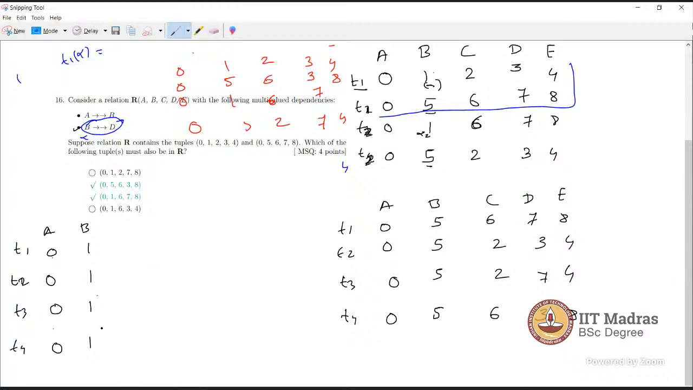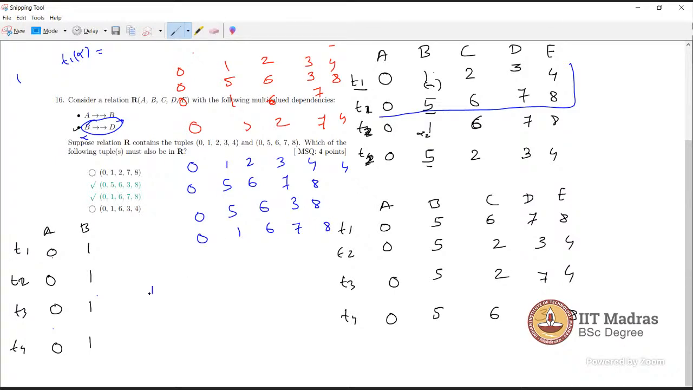But here we know this is the correct one. Okay, so you keep solving. I'm taking that tuple only: 2, 3, 4, 0, 5, 6, 7, 8, then 0, 5, 6, 3, 8, and 0, 1, 6, 7, 8.